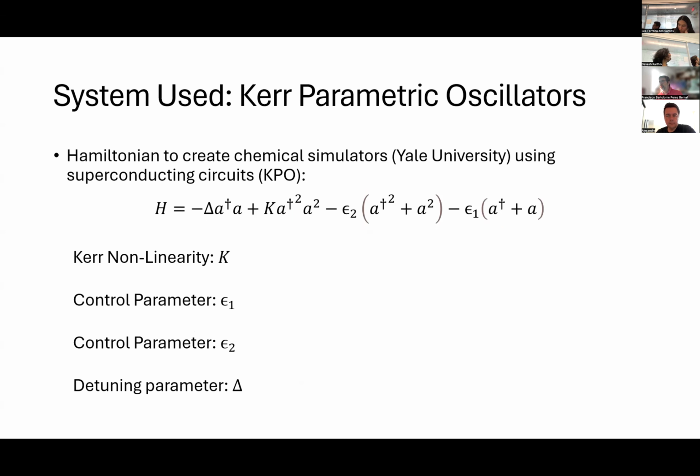So in our research, we used the Kerr Parametric Oscillators, and we used a Hamiltonian that was used at Yale to create chemical simulators that they used with the KPO. And this is the Hamiltonian that we used, where A dagger and A are the creation and annihilation operators. Then Kerr nonlinearity is represented by K, which is one of the parameters of the oscillator. Then we have control parameters epsilon1 and epsilon2, and what we call the detuning parameter, which is delta.